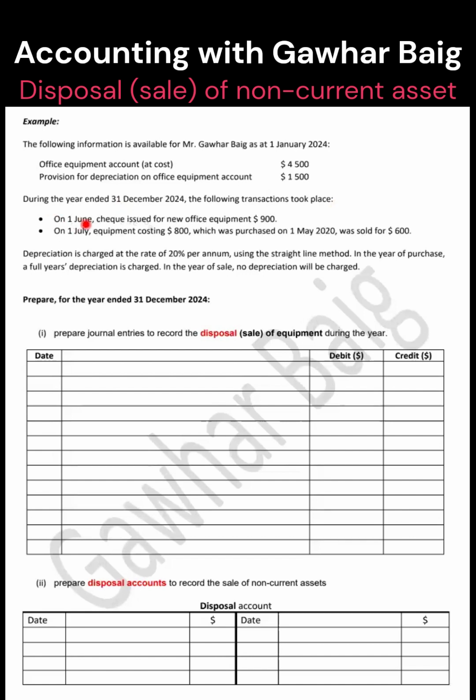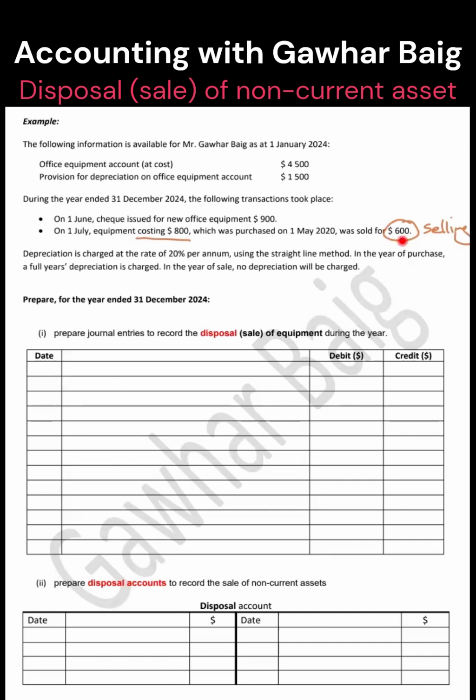On 1st June, check issued for new office equipment. So we are not going to deal with this transaction as we are dealing with the disposal. We are going for the second transaction. On 1st July, equipment costing $800, which was purchased on 1st May 2020, was sold for $600. So let me remind you that in this transaction, they have given you two prices. One is the cost price, another is the selling price.